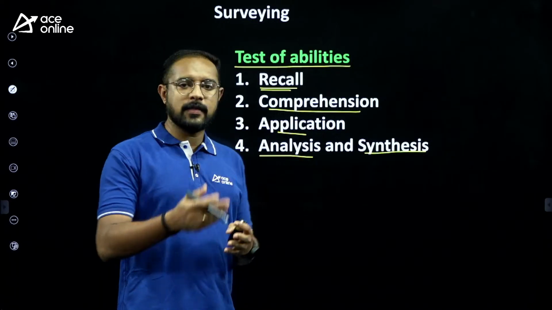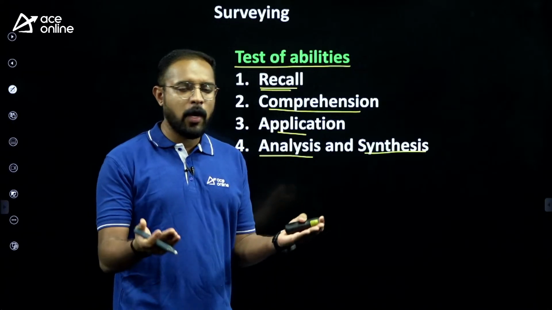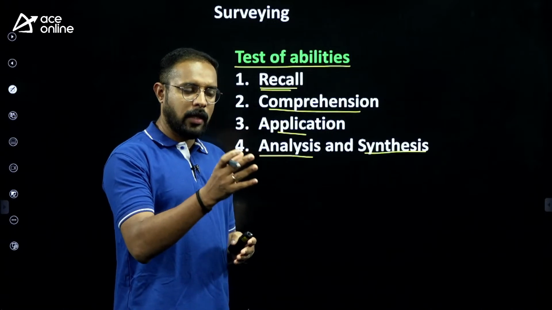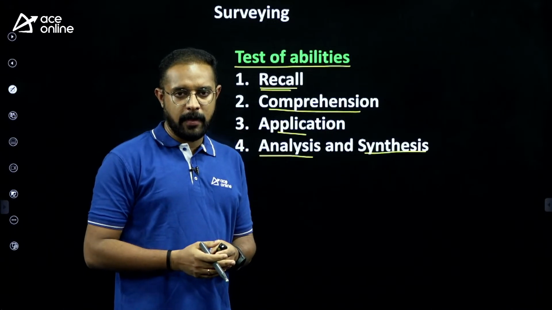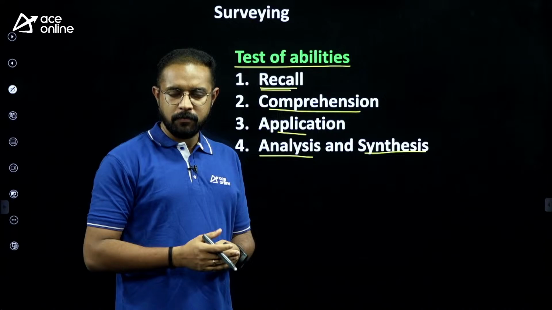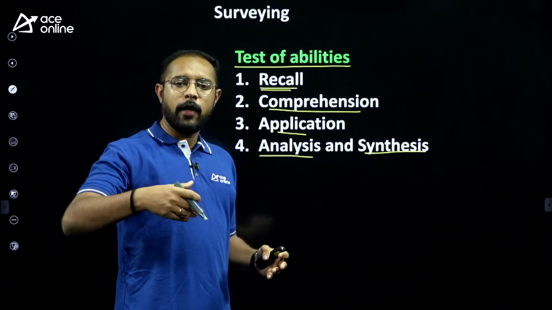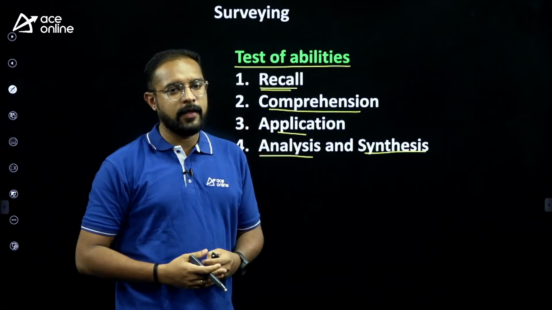But when it comes to analysis and synthesis type questions, they may not tell you anything about what kind of corrections you need to do, or what equations you need to apply there. You need to read it properly, and then analyze that particular information. Based on that, you need to work out the plan in which you're going to find the required data.